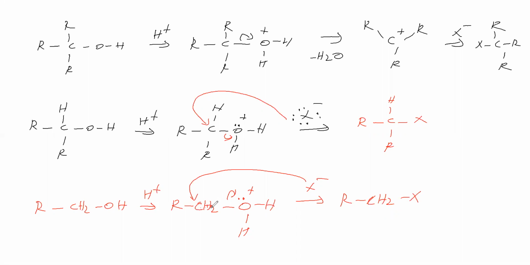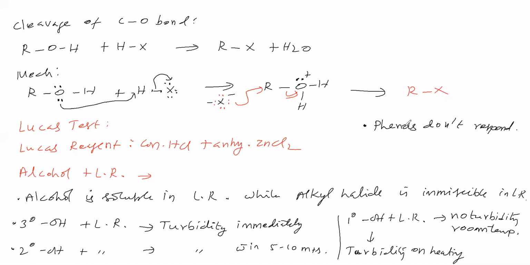So primary alcohol with Lucas reagent gives no reaction at room temperature because this bond is not breaking. But on heating, the reaction takes place because you are supplying heat, so this bond breaks and you get halide. So primary alcohol does not give the Lucas test at room temperature, secondary alcohol gives it within 5 to 10 minutes, and tertiary alcohol gives it immediately. Why do phenols not give it? Phenols do not respond to Lucas reagent test. What is the reason? We'll see. Now I will take phenol.